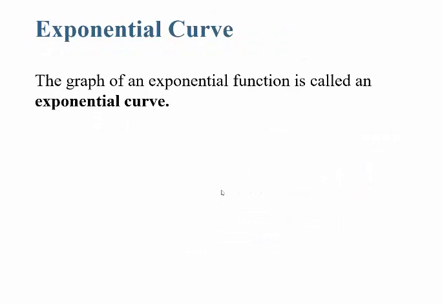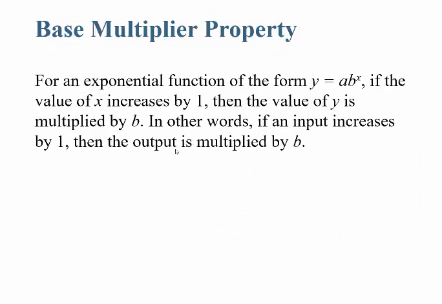Okay, so the graph of an exponential function is called this exponential curve. And for an exponential function of the form y is equal to a times b to the x, b is the base, x is the exponent, and a is just going to be some constant. If the value of x increases by 1, the value of y is multiplied by b. Okay, so in other words, if the input increases by 1, the output is multiplied by b. So if the base is 5, when you increase x by 1, you multiply that by 5.